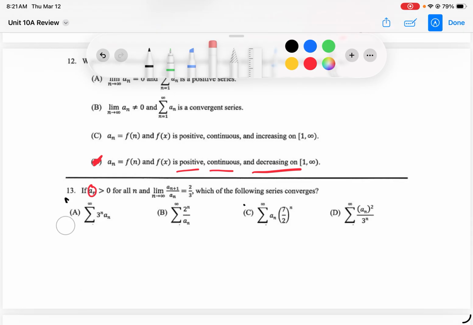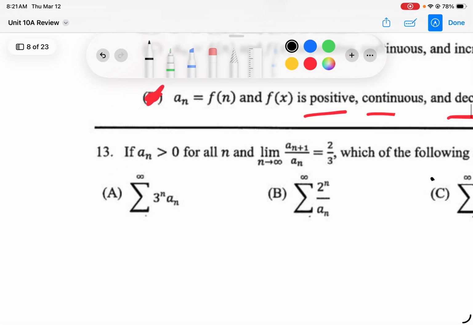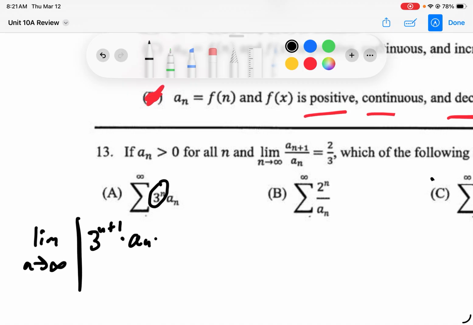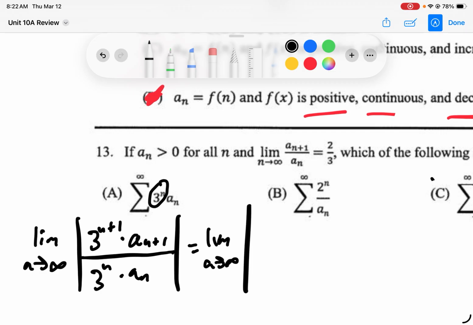So if we did the ratio test with all of these, I'm going to say the limit as n approaches infinity of the n plus 1 term. So the n plus 1 term would be 3 to the n plus 1 times a to the n plus 1, multiplied or divided by the nth term. So since it's not a fraction, I don't need to multiply by the reciprocal. So 3 to the n times a to the n. Looking at this limit value, this would be the limit as n approaches infinity of 3 over 3 to the n times 2/3, because we're looking at the limit, right? I'm not going to write that yet.